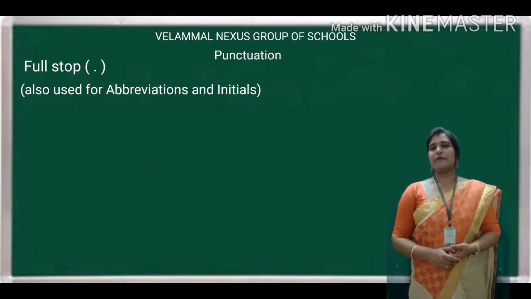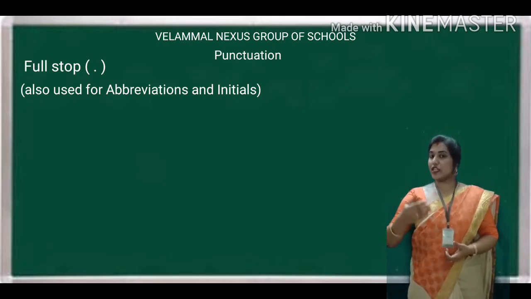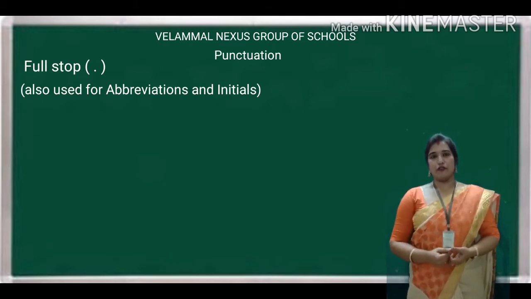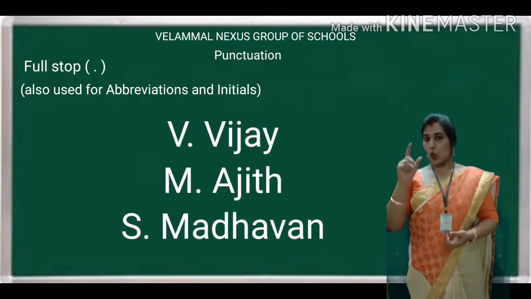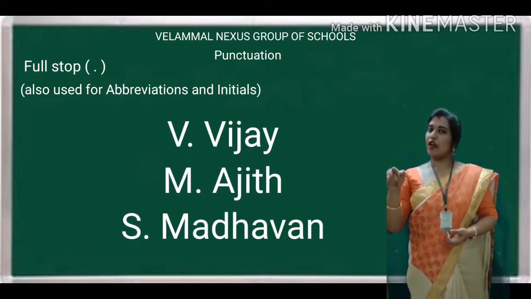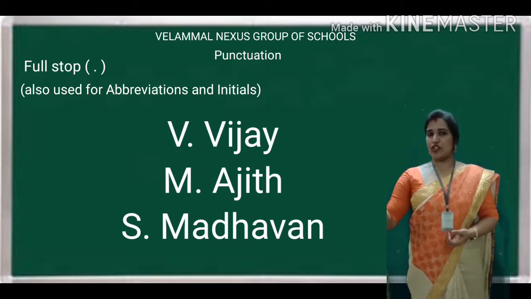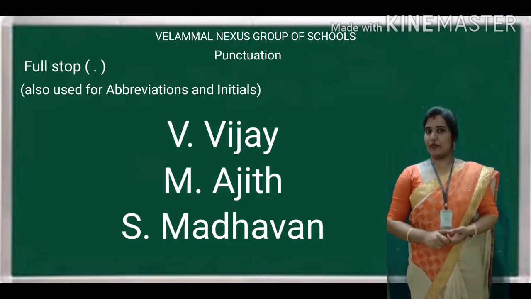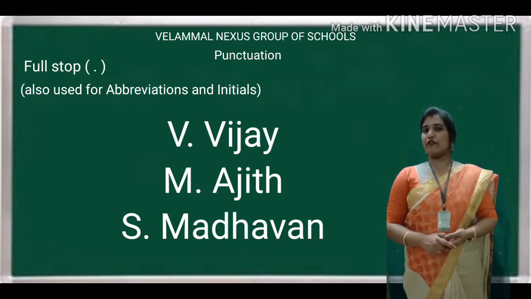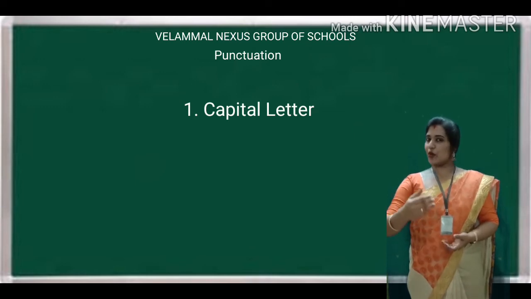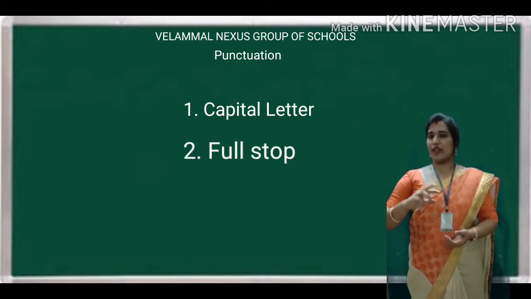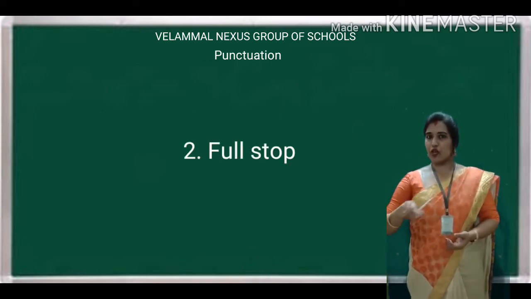Okay, children. Now the next, initials also take a full stop. Like V dot Vijay. After V, we are supposed to use a full stop. Then M dot Ajit. S dot Madhavan, like that. Okay, children. So what is the first punctuation mark we have come across? It is the capital letter. The next one is the full stop. So we have seen both capital letter and full stop as of now.